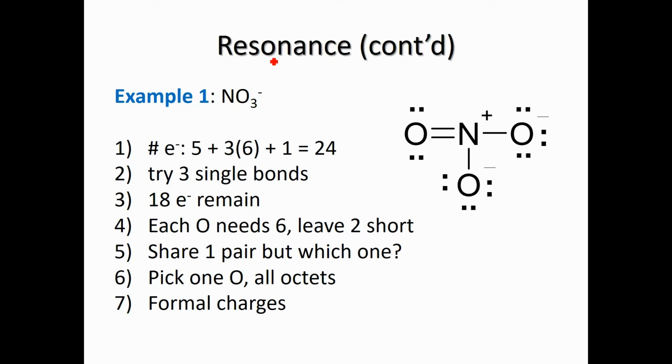Now, let's say you need to draw the Lewis structure of NO3⁻. Just to remind you, start by calculating the total number of valence electrons. This is for nitrogen, this is for the 3 oxygens. Each oxygen has a valency of 6, as it is in main group 6. Nitrogen is main group 5. And then you have a negative charge, so you add 1. This will be the total valence electrons.